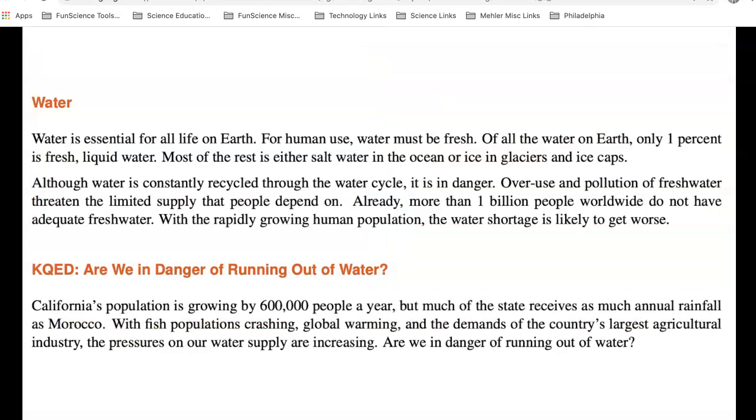Even though we're on a water planet, we can only use the fresh water, and water is essential for all life on Earth. It must be fresh for us to use. Of all the water on the Earth, only 1% is fresh liquid water. Most of the rest is either salt water in the ocean or in glaciers or ice caps. It's really important that we take care of fresh water. Already 1 billion people worldwide don't have access to adequate fresh water, and this will be a growing problem in our future, especially as the climate gets warmer.